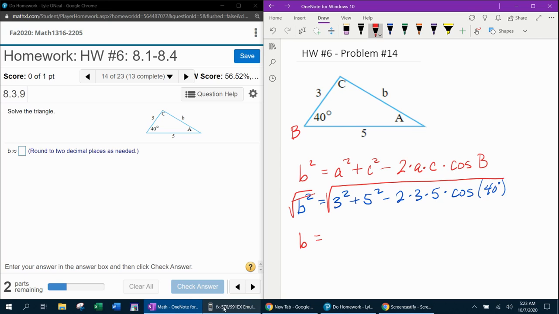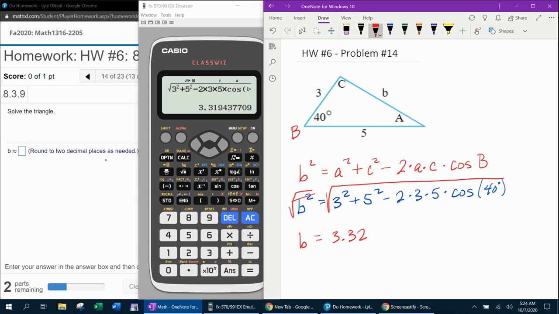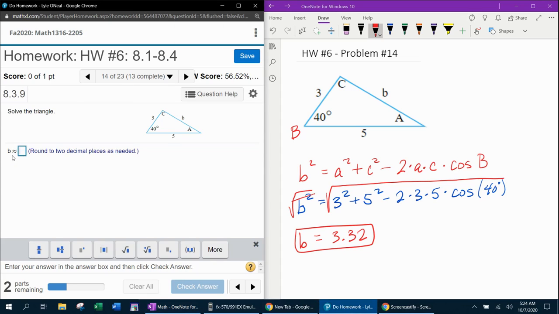And then I can actually put all of that in my calculator all at one time, starting with the square root of 3 squared plus 5 squared minus 2 times 3 times 5 times cosine of 40. Please make sure you're in the right mode. And equals. It says round to 2 decimal places, so that's going to be 3.32 rounded. And that is going to be it for side B.